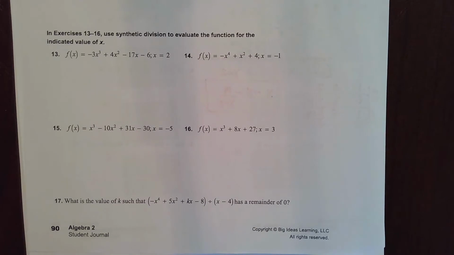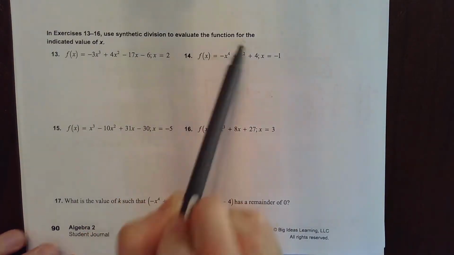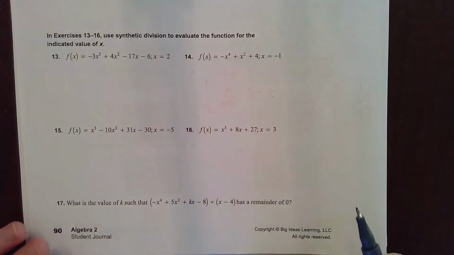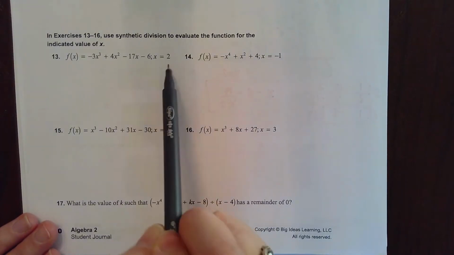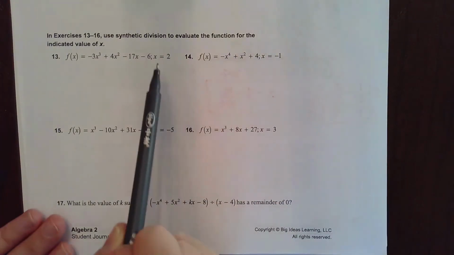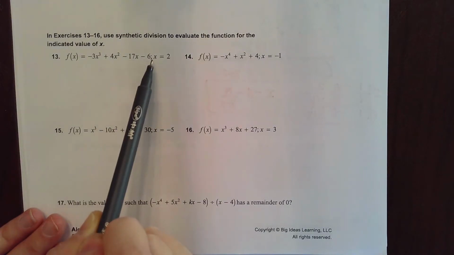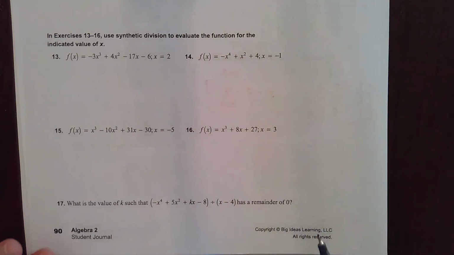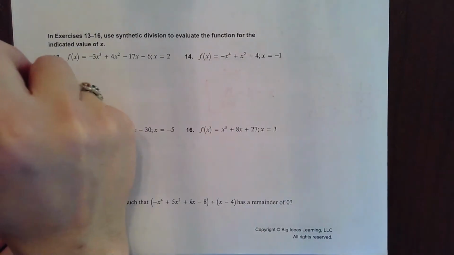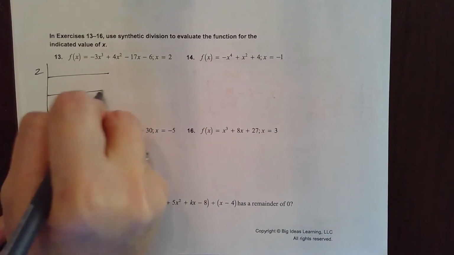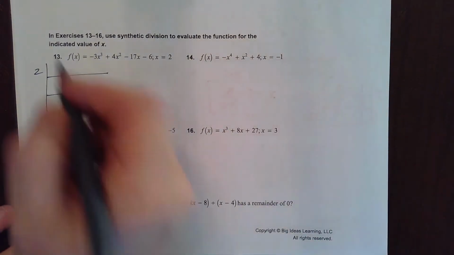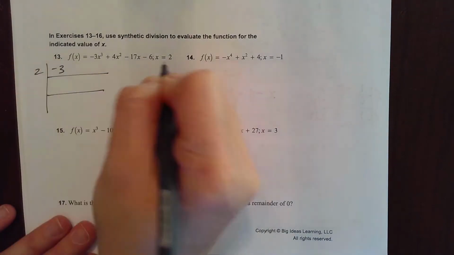It says use synthetic division to evaluate the function for the indicated value of x. I want to show you that there are two ways to do this problem. The first way, if x equals 2, is to plug 2 into this equation and solve. That's an extremely great way of solving this problem. However, another way is using synthetic division. So rather than plugging 2 into your equation, cubing it and multiplying it by -3 and so forth, I'm going to pretend I'm dividing by this factor.